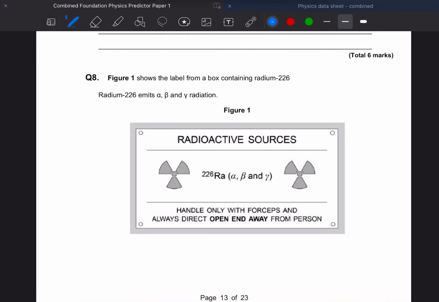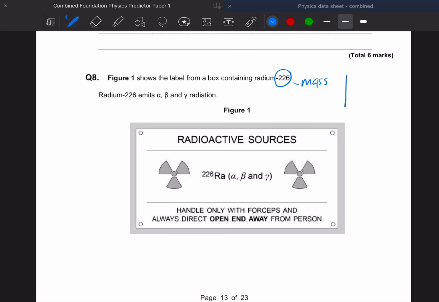Okay, question 8. This is our last question on the foundation paper. This question is about radioactive decay. It says, figure 1 shows the label from a box containing radium-226. That 226 is its mass number.